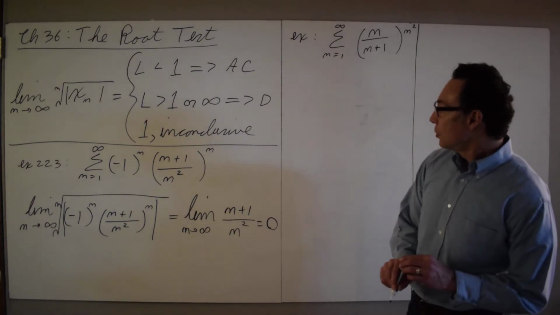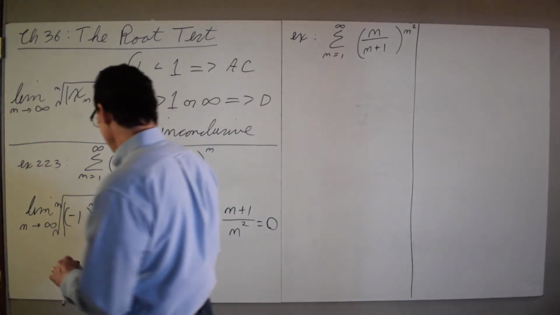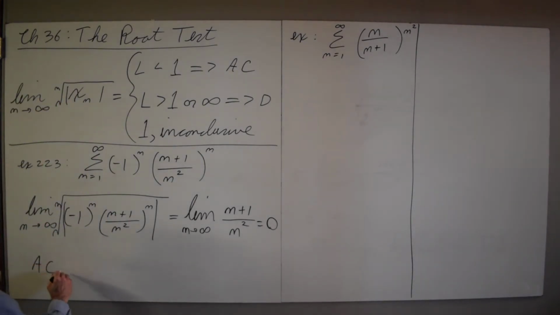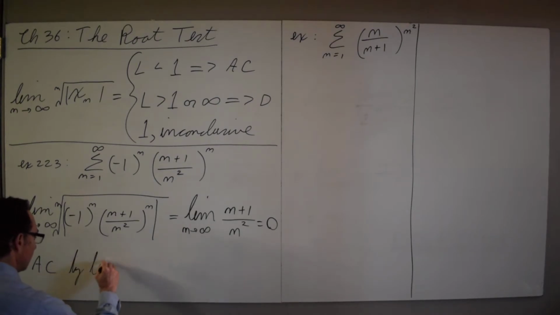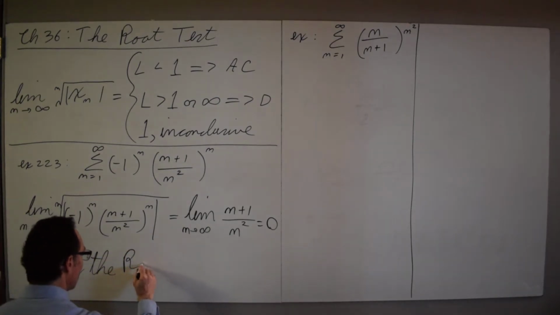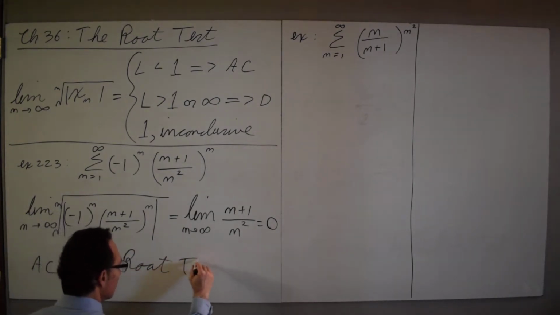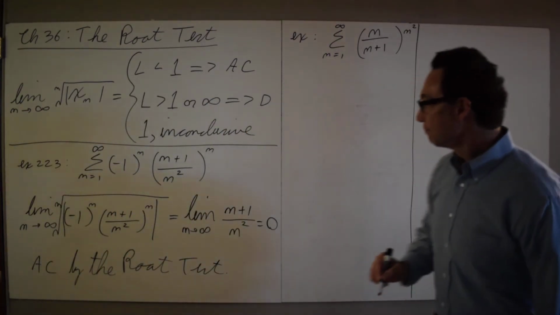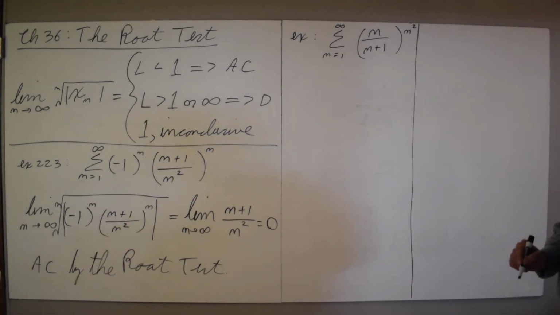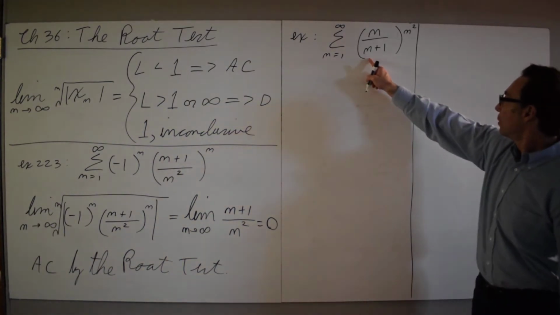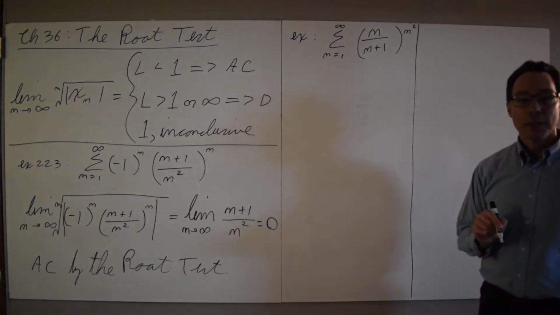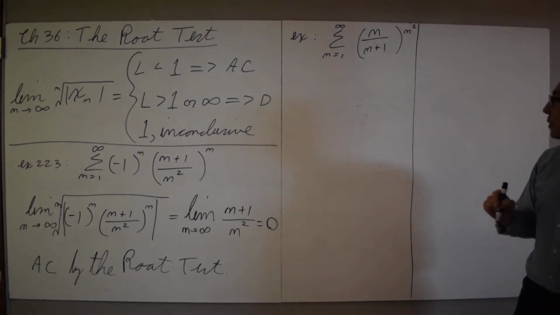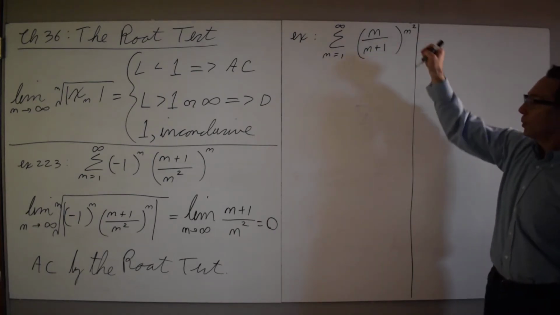And so 0 is less than 1. So our conclusion is that our series is absolutely convergent by the root test. Now, in this series, we have something to the n squared and not just the n. This is still a good indication that we want to use the root test.